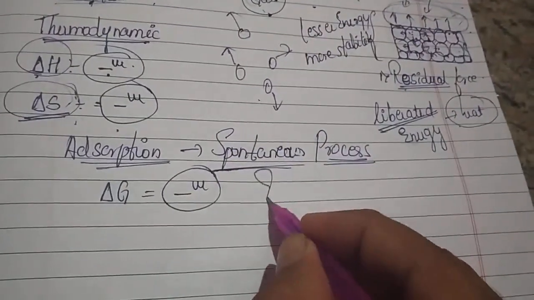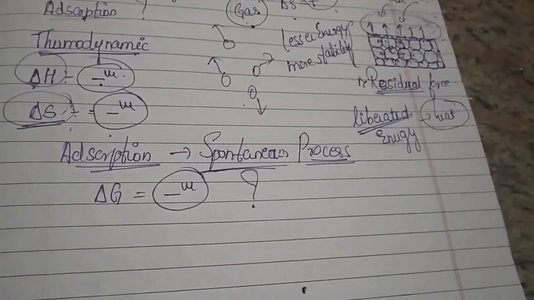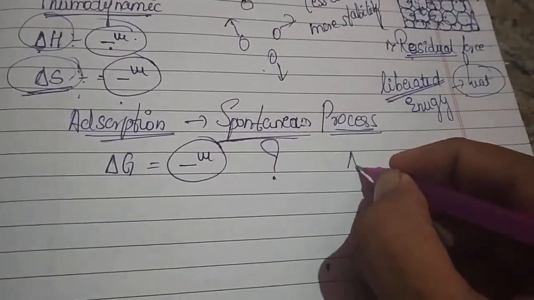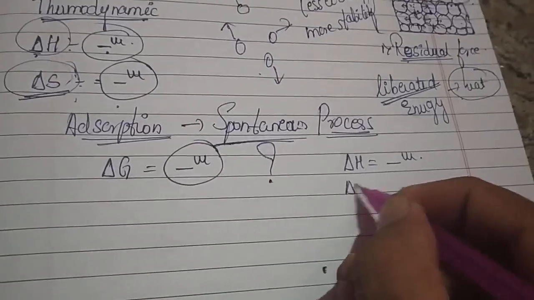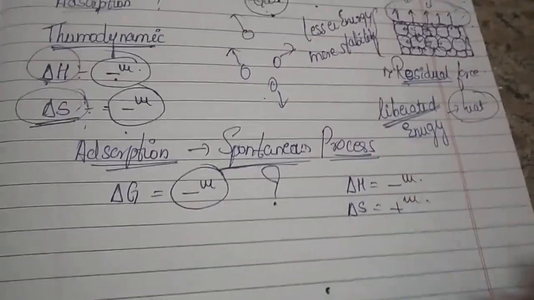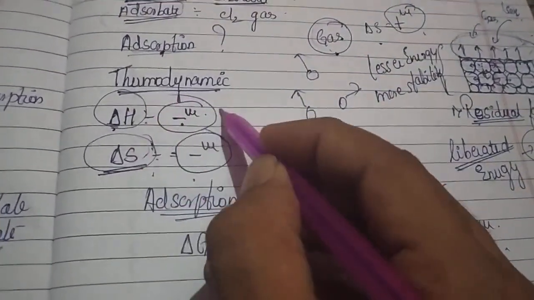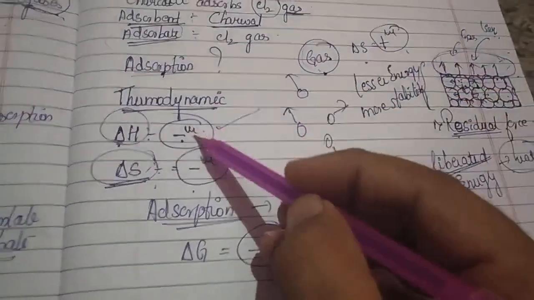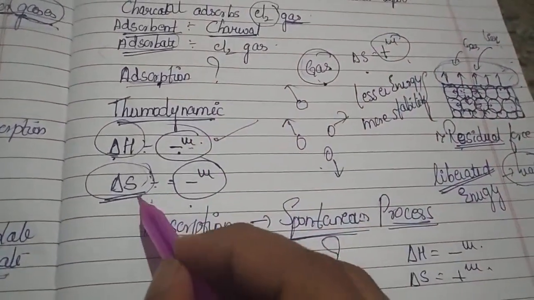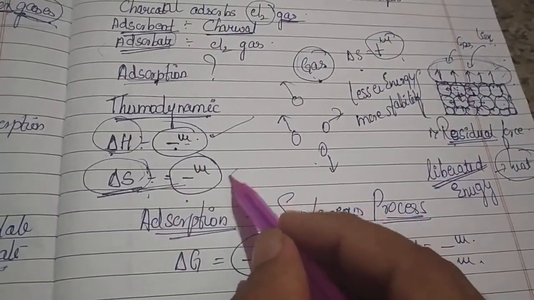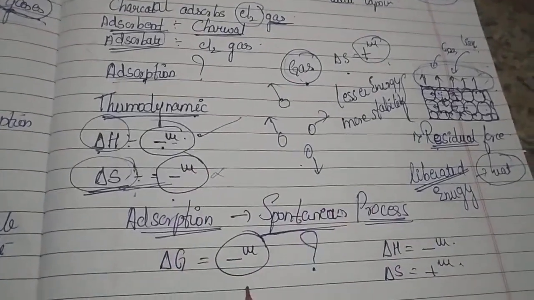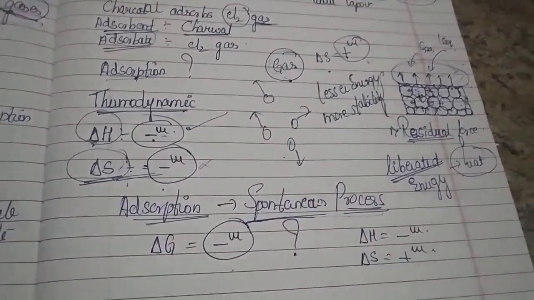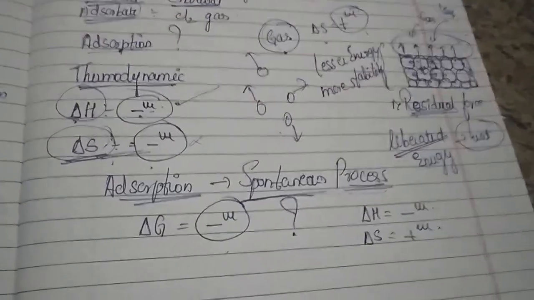Now the question arises. We know that for a spontaneous process, delta H should be negative, whereas delta S should be positive. But what is happening in adsorption? Delta H, the change in the enthalpy, is favorable. But with respect to the entropy, it is not favorable. Yet this process is called a spontaneous process. Now the question arises, how?